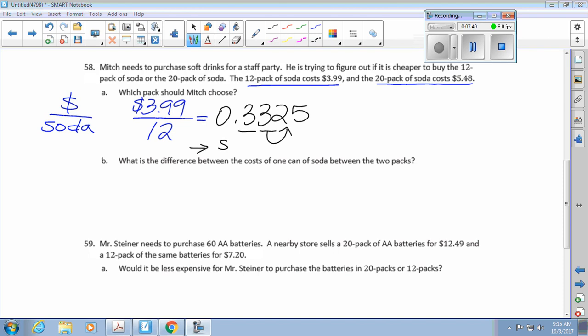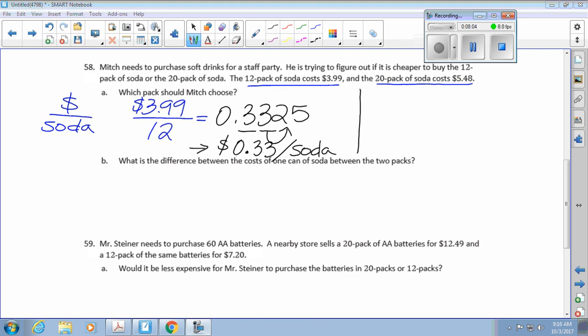So we're going to say $0.33, and then we're writing the rate, right? So what would we say? Per, and it's referring to sodas. Yep, so 33 cents per soda. All right, that was for the first one.